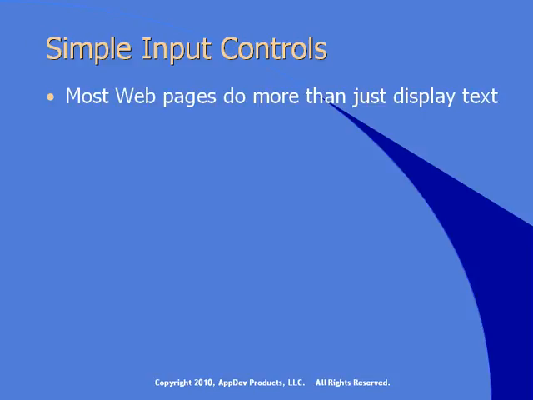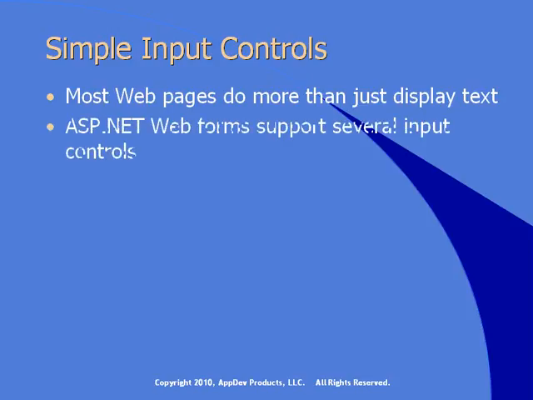Labels are useful for displaying text, but they don't allow users to enter data. And a lot of web pages do a lot more than just display text. ASP.NET supports several types of input controls, and all these controls are available as server controls. Now we're going to talk about the checkbox, text box, and radio button controls.